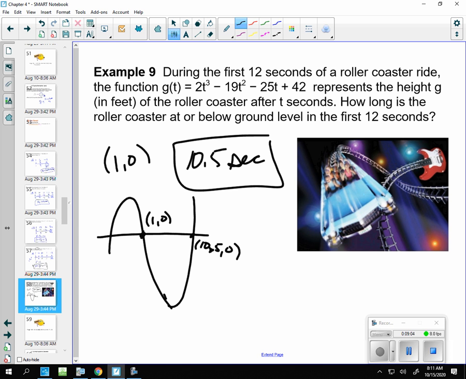Notice that it was only asking for the first 12 seconds of the picture. So it was only asking from here to 12. And so when is it underground? It's underground from 1 to 10.5. So 10.5 seconds.